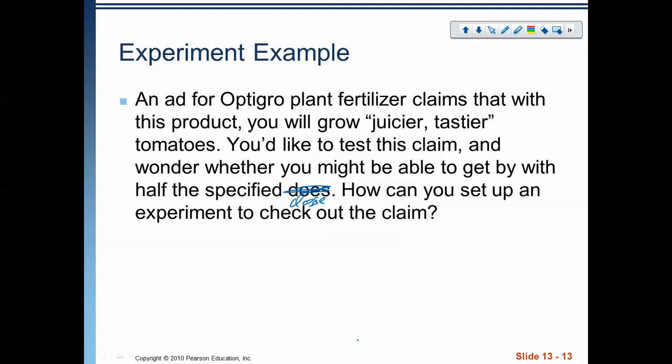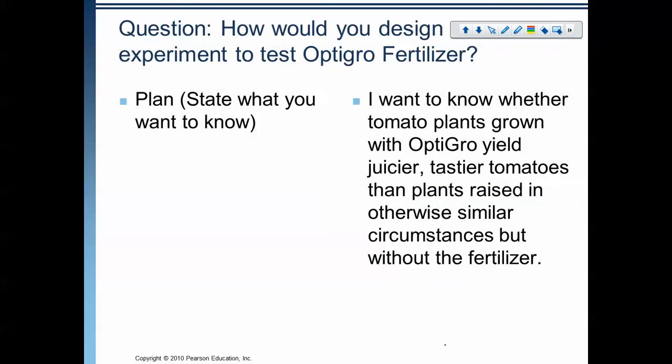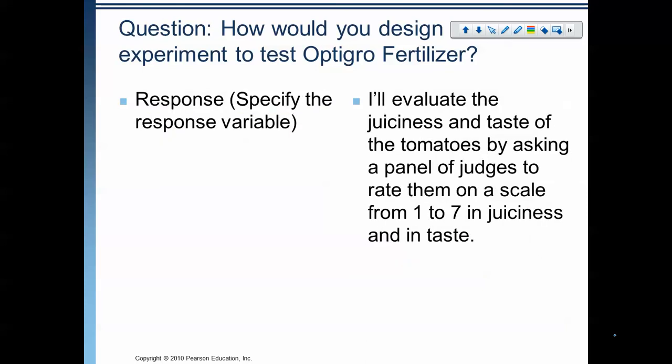So let's go through a number of steps that we need to think about when we are conducting an experiment. So the first, we're in the planning stages, right? We want to plan something. So we want to state what you want to know. In this particular instance, I want to know whether tomato plants grown with Optigrow yield juicier, tastier tomatoes than plants raised in otherwise similar circumstances, but without the fertilizer. I want to compare tomatoes that were grown with Optigrow and tomatoes that were not, and see if the Optigrow ones get bigger, juicier, and tastier than the other ones. So that's what I want to do, okay?